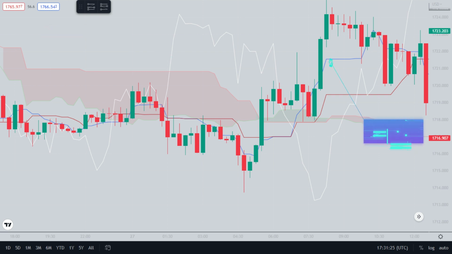The second indicator is the conversion line. It's a short-term trend line similar to a 10-period moving average. It's known as the turning line and it's a signal of a region of minor support or resistance. This component is calculated by taking the midpoint between the highest high and the lowest low over the past 9 periods.